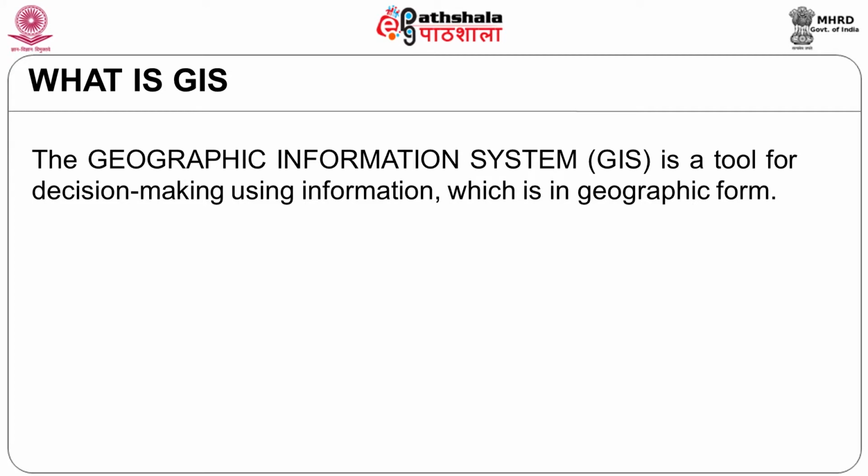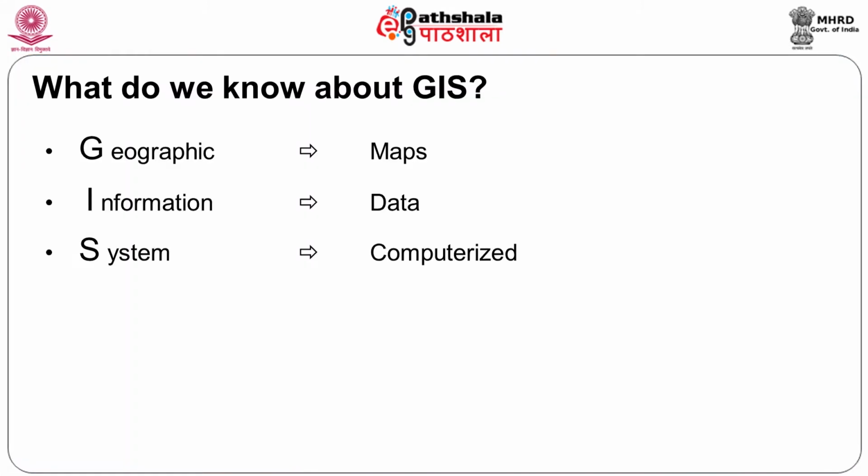So, we say that GIS is being used exclusively for decision making purposes. In fact, people started using it for map making initially. Now, it is more of a decision making tool, and wherever we use data which has reference to an earth coordinate system, or when it is in geographic form, we use GIS.